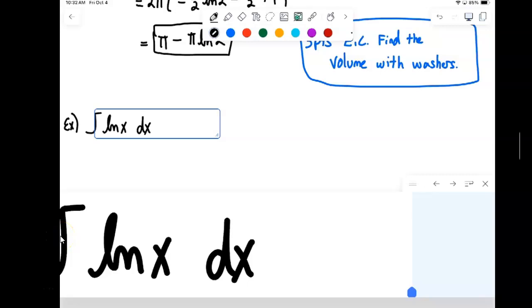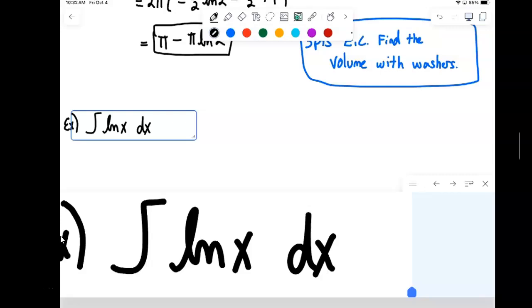Okay, so in this example, we're asked to integrate the ln function. What is the antiderivative of ln? Initially you might think, oh, wow, what do we do here? How do I handle this? I don't know what to differentiate to be ln.